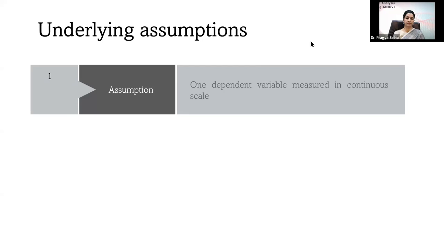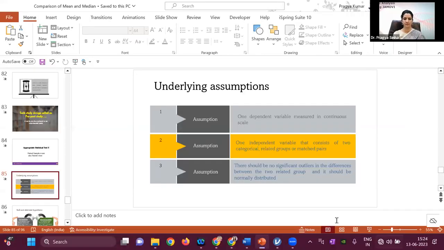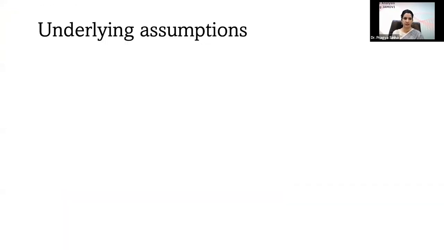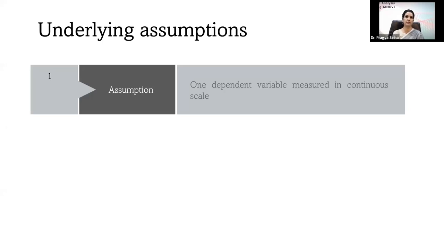So the first assumption is the dependent variable, which is measured in continuous. Actually, there are some issues here with the network. Probably that's why I'm getting disconnected. So the underlying assumption is there should be one dependent variable which should be measured on a continuous scale.